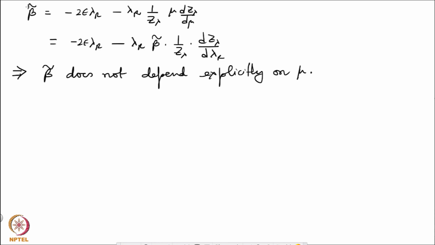Another thing, from the same argument, you also see that beta tilde does not depend on mr. Okay, right? Because mr does not appear anywhere here. Because the only way it could have entered is through z lambda, but z lambda in the MS scheme does not depend on mr. So beta tilde also does not depend on mr.